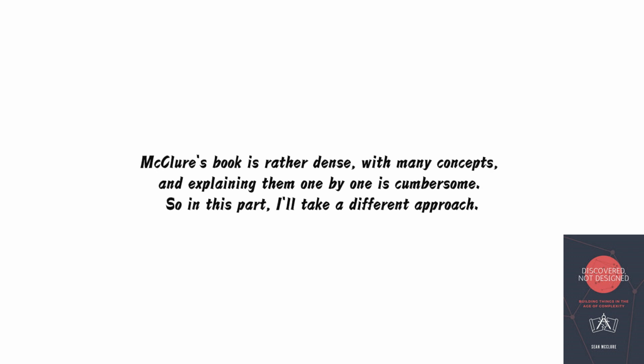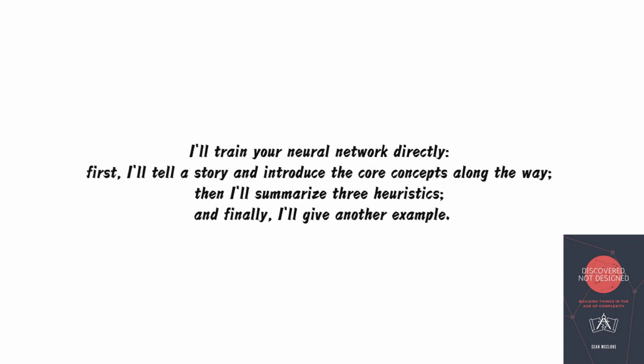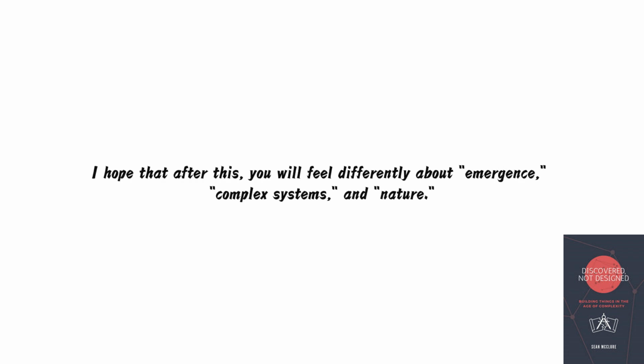McClure's book is rather dense, with many concepts, and explaining them one by one is cumbersome. So in this part, I'll take a different approach. I'll train your neural network directly. First, I'll tell a story and introduce the core concepts along the way. Then I'll summarize 3 heuristics. And finally, I'll give another example. I hope that after this, you will feel differently about emergence, complex systems, and nature.